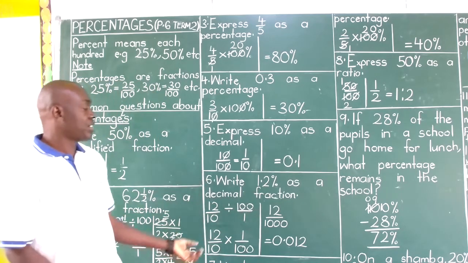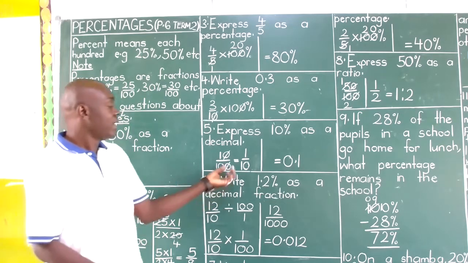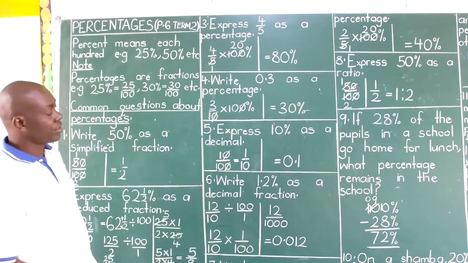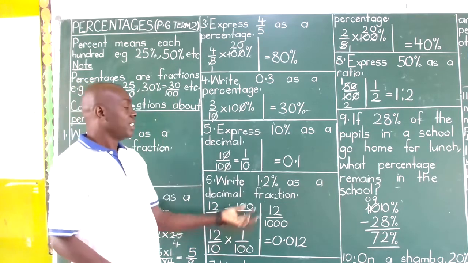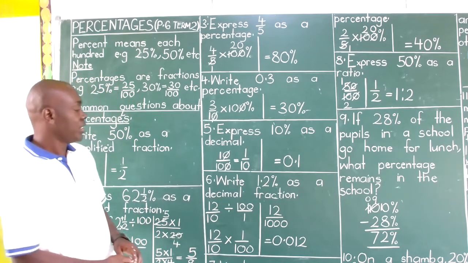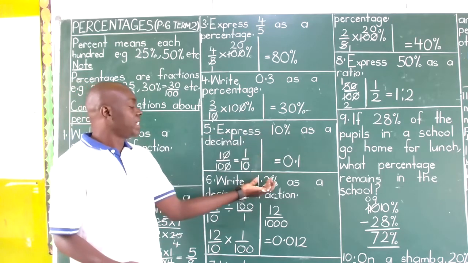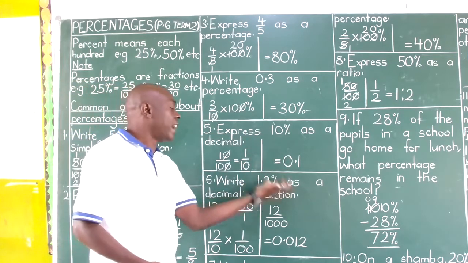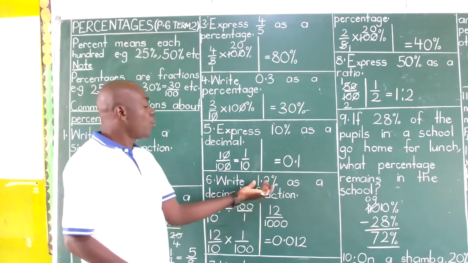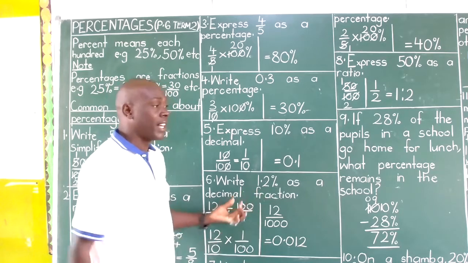Like you see number 6. This is the way you are going to work it out. They will say write 1.2% as a decimal fraction, just a decimal fraction. This is a decimal percentage. You want a decimal fraction out of it. So you will note that 1.2% means 1.2 out of 100, which is the same as 1.2 divided by 100.